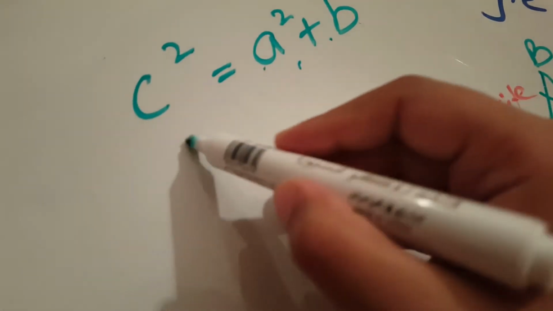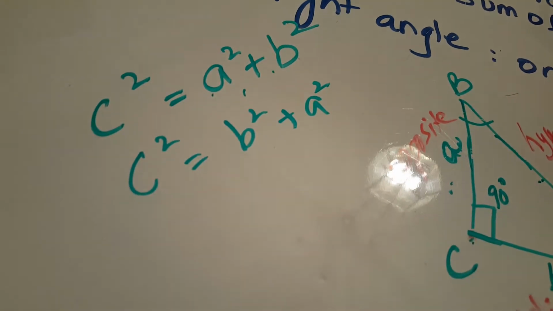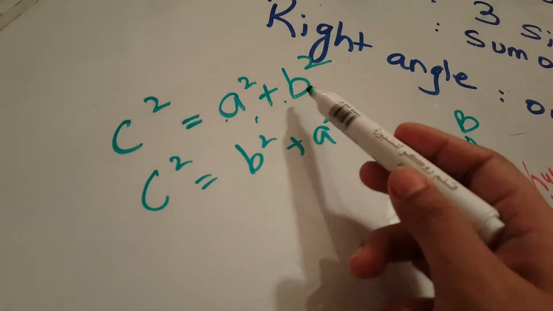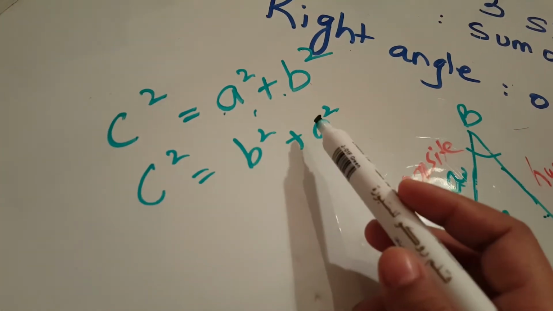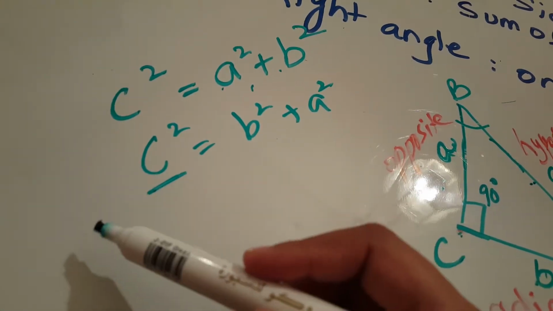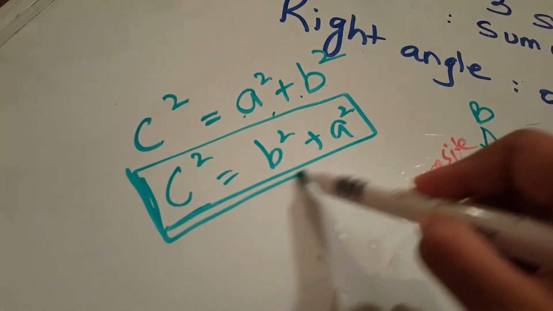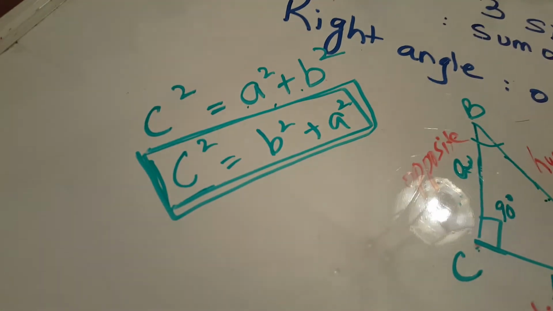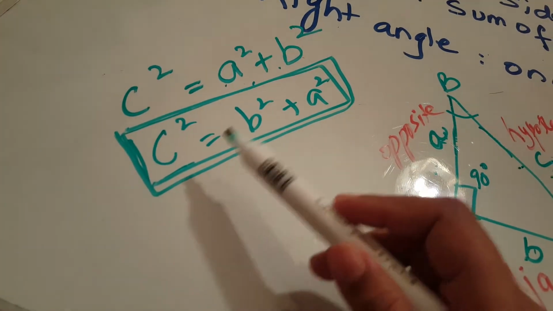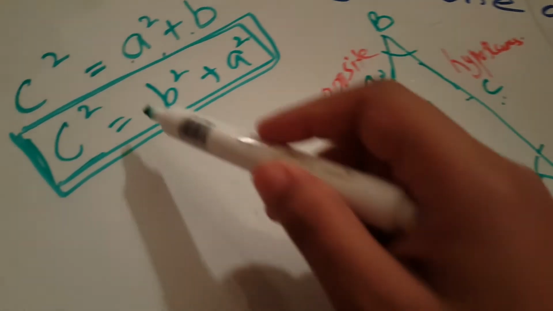You can also write them in either order, it doesn't matter, because in math addition holds a commutative property, so it doesn't matter whether you write your base first or your perpendicular first. But the hypotenuse should be on the other side of the equal sign. This is very important. We apply this formula in order to get another side of our right angle triangle. It's a very important formula.